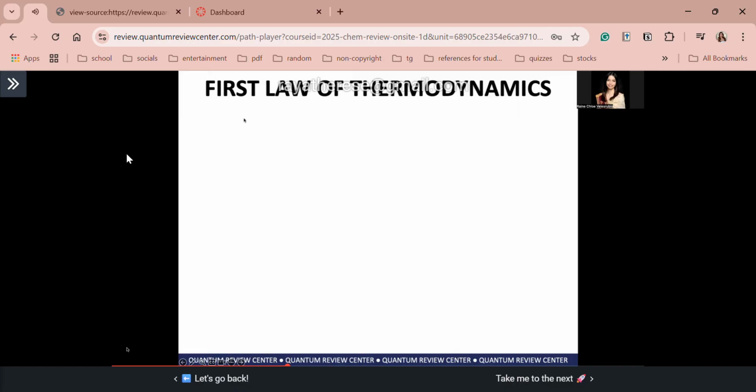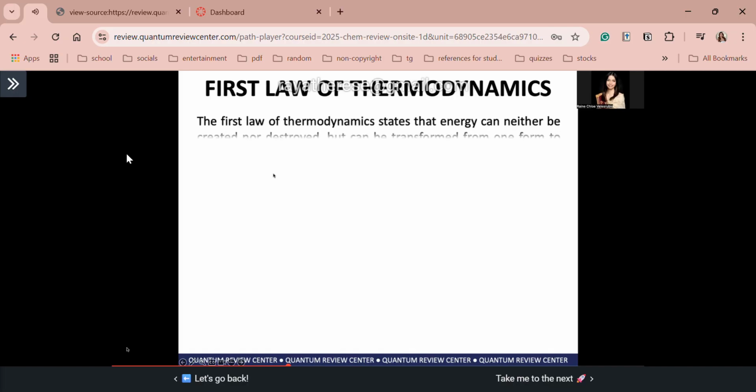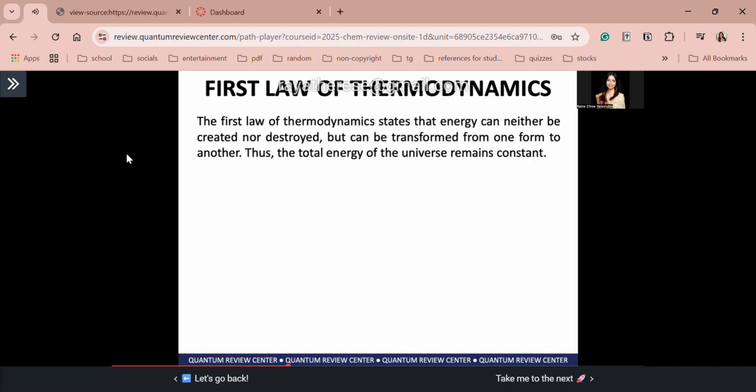And with that, since na-discuss natin si work, si heat, and si internal energy, we can now define the first law of thermodynamics. So the first law of thermodynamics states that energy can neither be created nor destroyed, pero pwede siya mag-transform from one form to another. Thus, the total energy of the universe remains constant. So guys, analogous lang ang first law of thermodynamics to the law of conservation of energy. So this is the first law of thermodynamics.